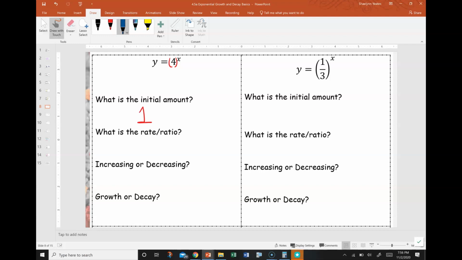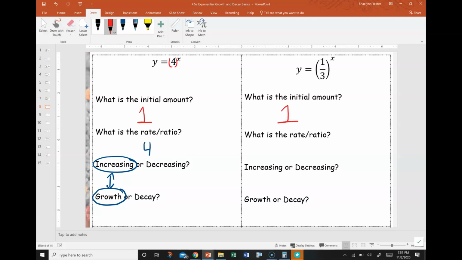My rate, or my ratio, is the number next to my x. It's my 4. Now, if I multiply by 4, if I multiply 1 by 4, did I get bigger or smaller? I got bigger. So this one's going to be increasing, which means it's a growth, which is kind of nice. Notice increasing goes with growth, and decay goes with decreasing. Hopefully you knew that.